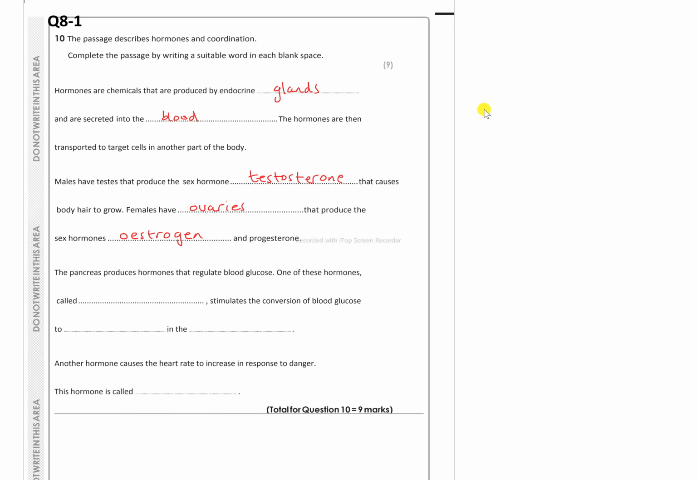The pancreas produces hormones that regulate blood glucose. One of these hormones is called insulin. This turns glucose to glycogen in the liver. Another hormone causes heart rate to increase in response to danger. This hormone is called adrenaline, something that gets you ready to fight or flight.